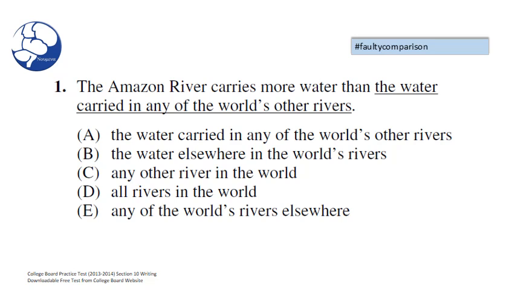The Amazon River carries more water than the water carried in any of the world's other rivers. I see an error in A. I can eliminate A. I see the same error in B. B is gone. C looks okay. I'm going to hold on to C. Eliminate D for a similar error. And eliminate E. Our answer should be C.